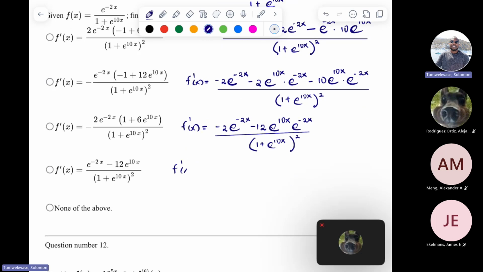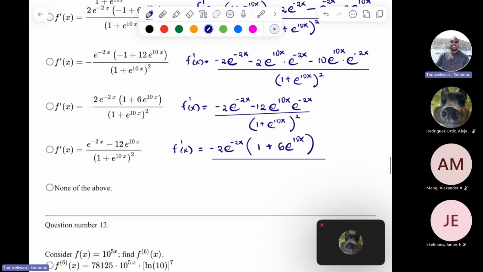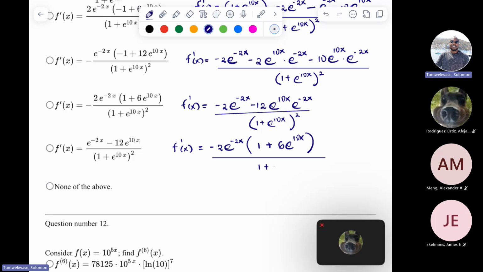Okay, so when I want to factor out, I can factor out negative 2 e to the minus 2x. And when I do that, I remain with 1 here. So this is 1, then plus, I remain with e to the 10x, then times 6. So 6 e to the 10x, and the whole of it over 1 plus e to the 10x, and then squared.